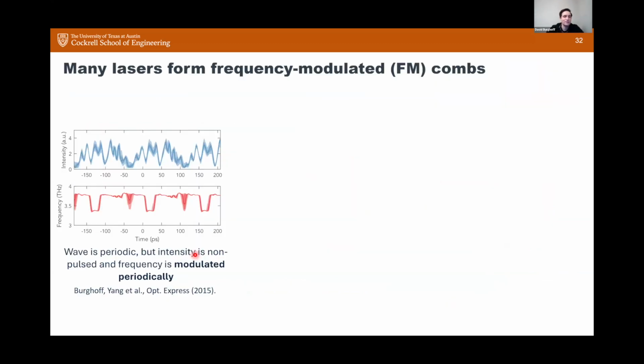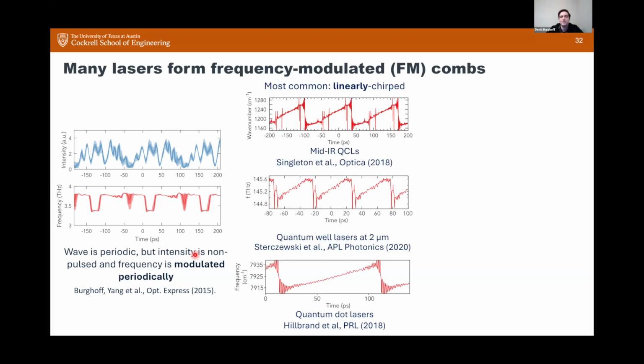But it turns out that when you do this for all these different lasers, what do you actually get? Well, you get a regime that is much more like a frequency modulated or an FDML type laser than an amplitude modulated laser. Again, we showed this first in the terahertz, but it turns out that the most common regime is actually a linearly chirped regime. And this regime is very interesting because the frequency is really just sweeping linearly and then periodically repeating itself.